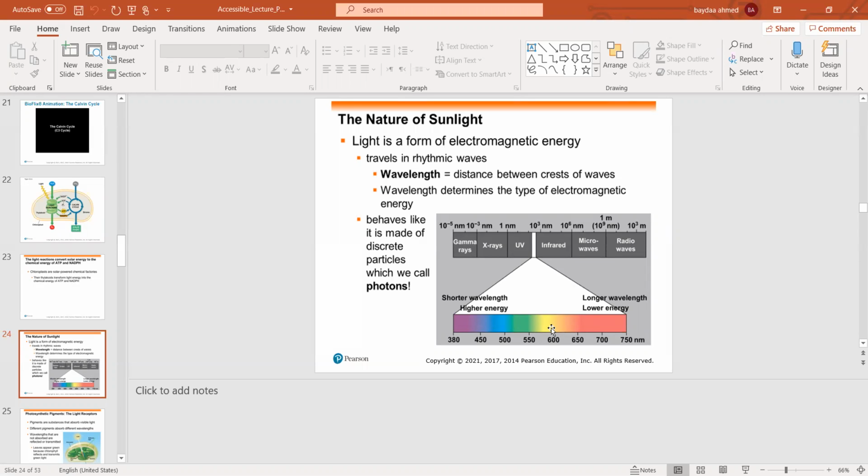Light behaves as though it consists of discrete particles called photons. Photons are objects, each of which has a fixed quantity of energy. The amount of energy is inversely related to the wavelength of the light. The shorter the wavelength, the greater the energy of each photon of the light. Thus, a photon of violet light packs nearly twice as much energy as a photon of red light.